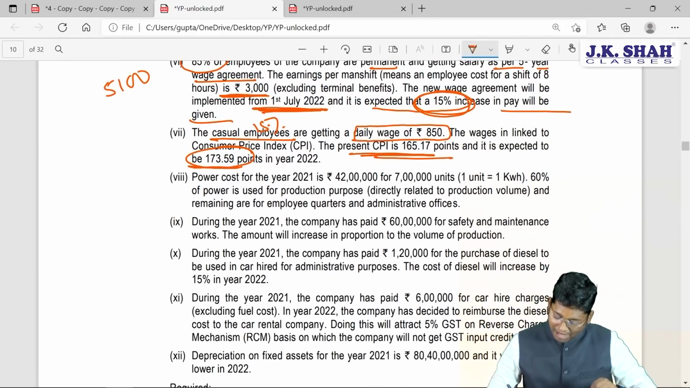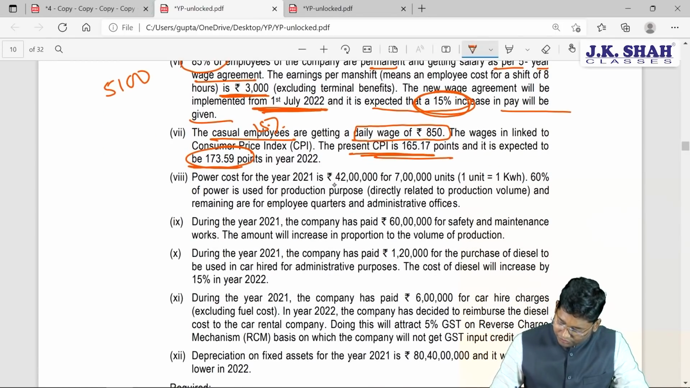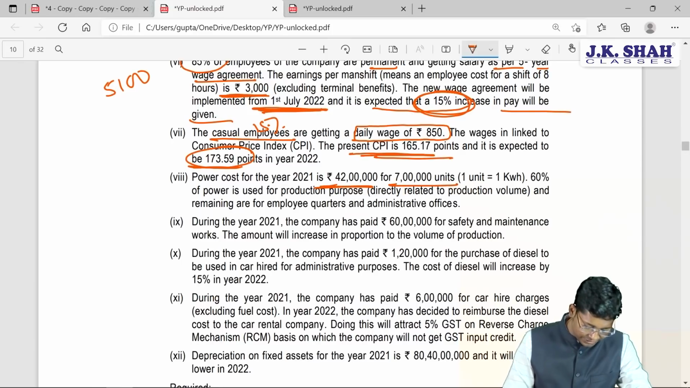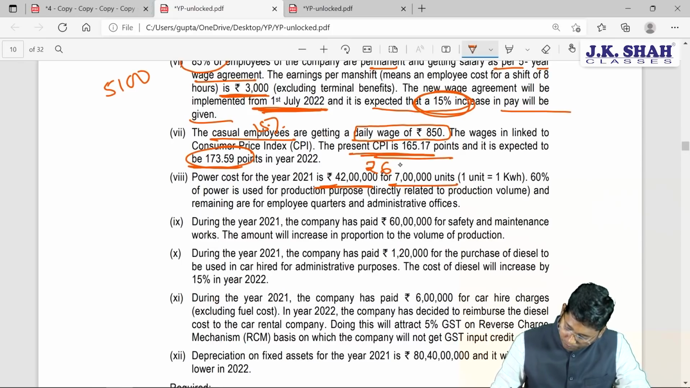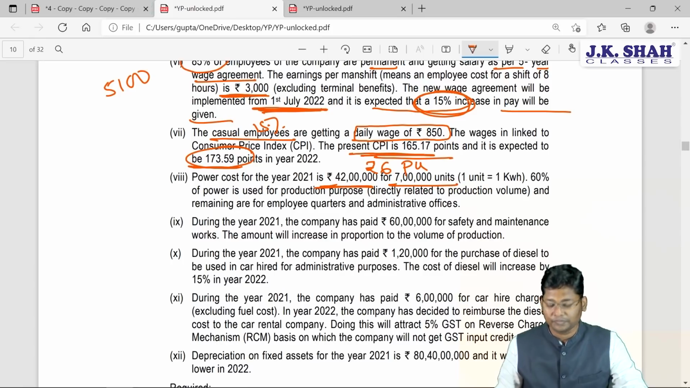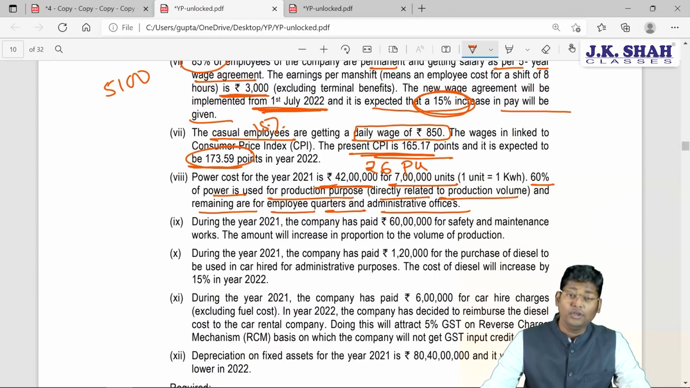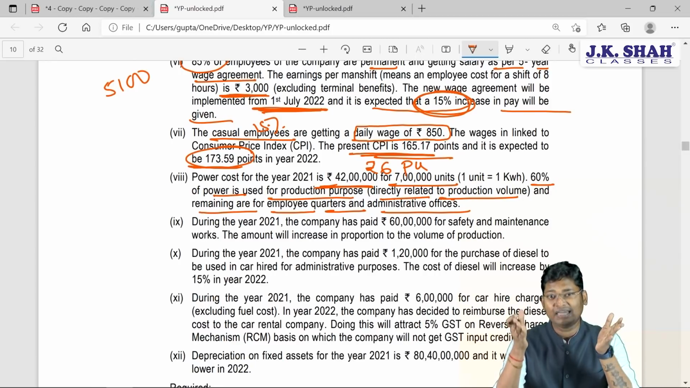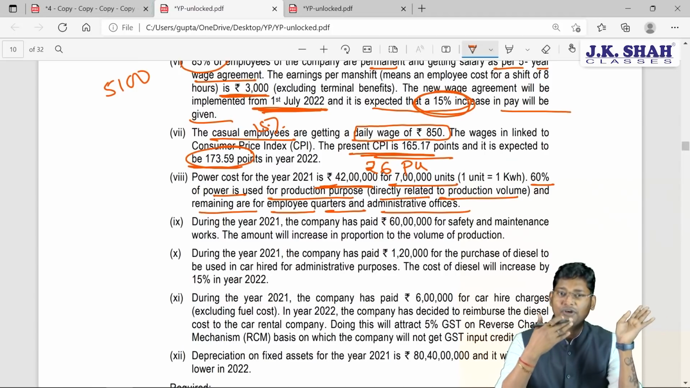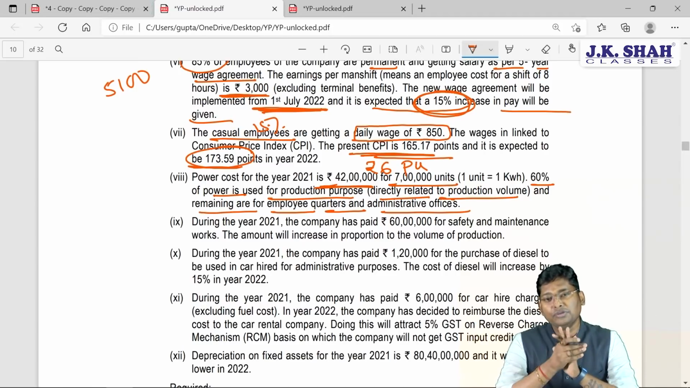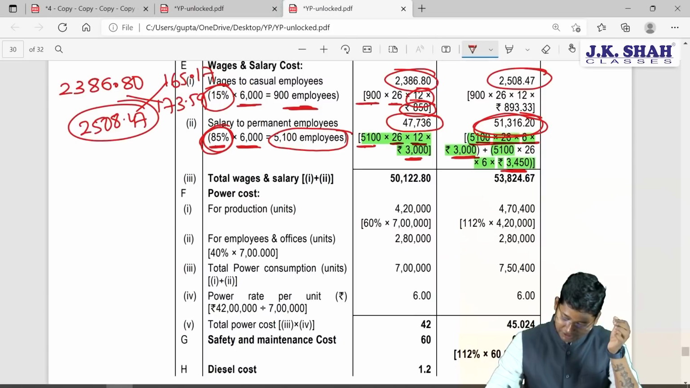Point number 7. Power cost for the year 2021 is 42 lakhs for 7 lakh units. So first, 42 lakhs divided by 7 lakh, I have computed 6 rupees per unit. Correct, no? 1 unit consumes 1 kilowatt. 60% of the power is used for production purpose, directly related to production volume, and the remaining is for employee quarters and administrative offices. You have used 60% of power for the factory, and the remaining power you are using for your employee quarters and administrative purposes.